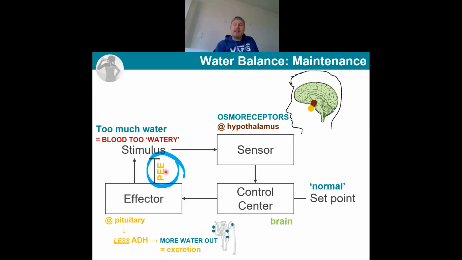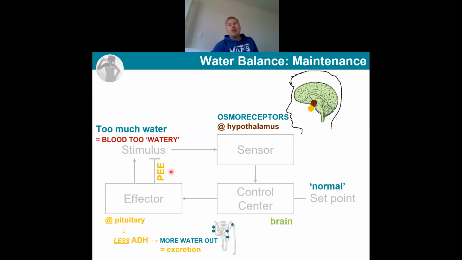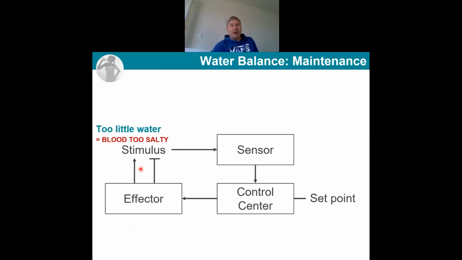So you'll see this simple homeostatic loop mechanism that we learned can be used to explain many, many concepts, including this. What do we do if we have too much water in the body? We can look at an alternative situation where we have too little water in the body. Your blood is too salty, if you wish. So that's not a good situation as well.